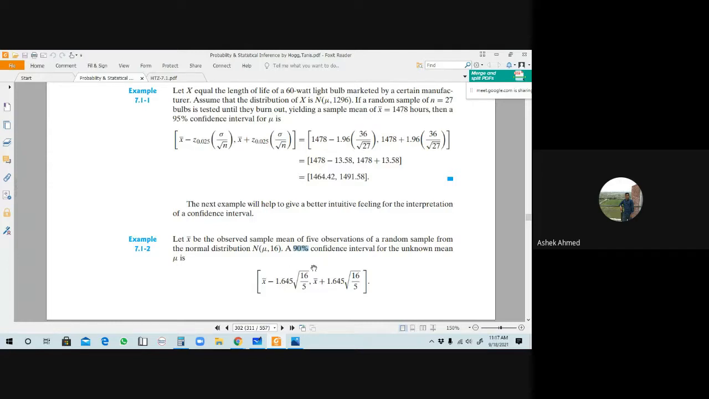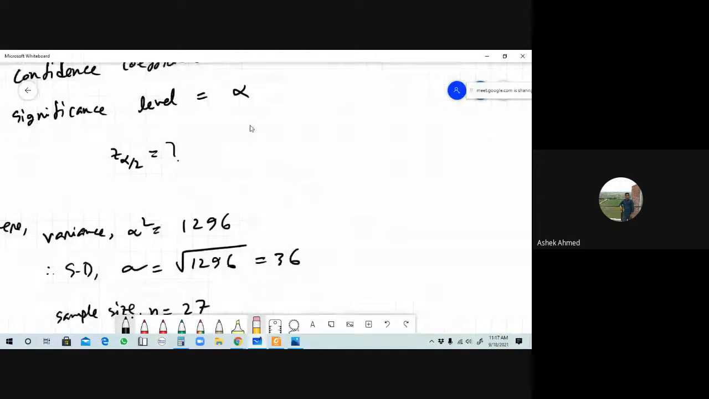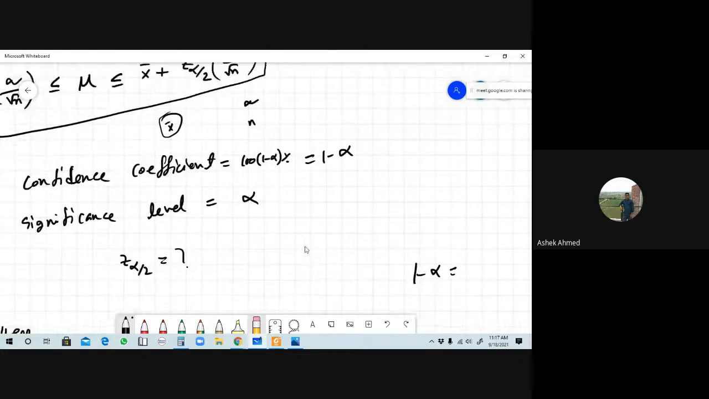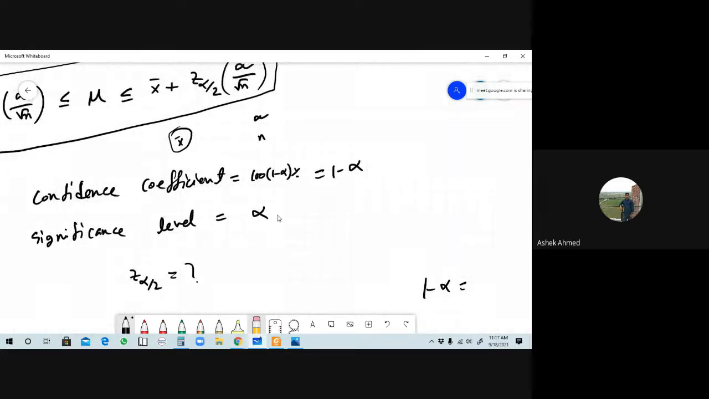So from here, this is the given value of the 90% confidence interval. This is very, very important here. What do you mean by 90% confidence interval? In that case, you can say that this will be the value of 1 minus alpha, which is the confidence coefficient. So the confidence coefficient value is 1 minus alpha.